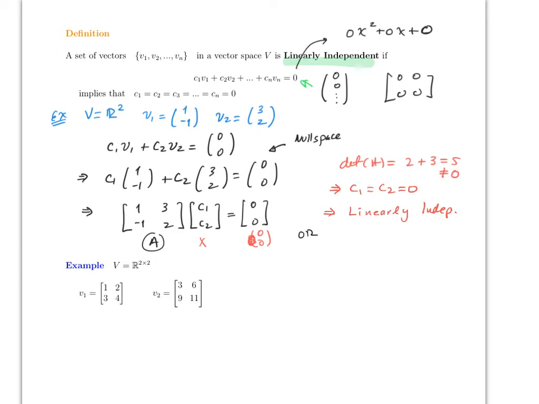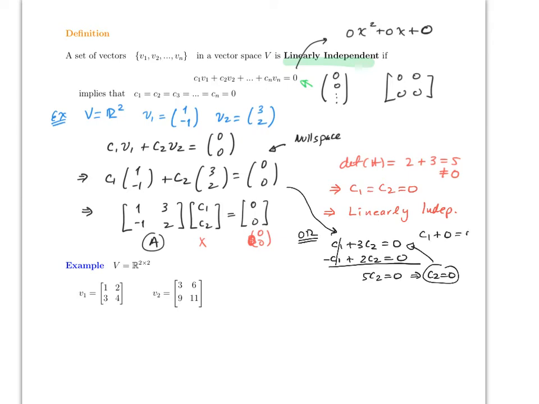Or in this particular case, you can just solve this the old-fashioned way. Notice that from here you end up with the system C1 plus 3C2 equals 0, minus C1 plus 2C2 equals 0, and then if you do elimination, this will cancel. You end up with 5C2 equals 0. So that means C2 is 0. If you plug it into this equation, that means C1 plus 0 is 0. Therefore, C1 equals 0.